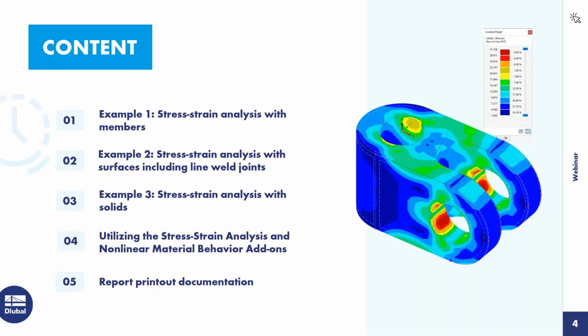So as far as the content over the next hour today, we will begin with our first example, which will be a stress-strain analysis with member elements or 1D elements within our program RFEM. We'll then move on to the second example, which is a stress-strain analysis with surfaces or essentially 2D elements. And I'm going to be showing you a new feature in RFEM 6, including line weld joints. Example 3 will be a stress-strain analysis with a solid, and that will be our structure over here on the right-hand side, and that is essentially a 3D element.